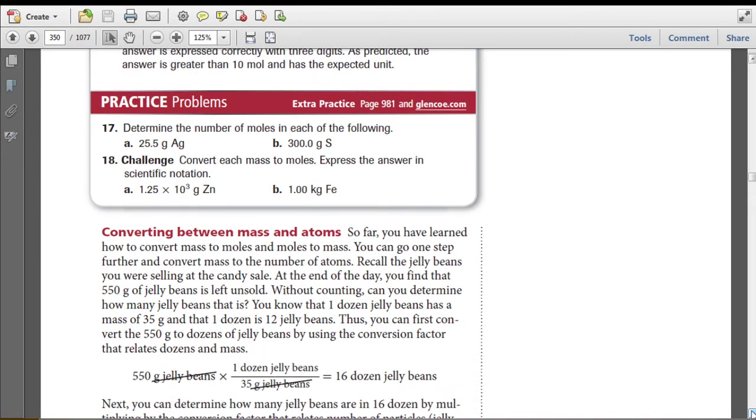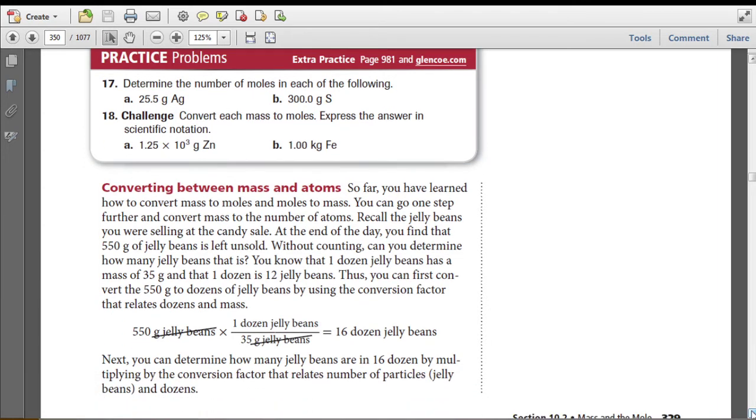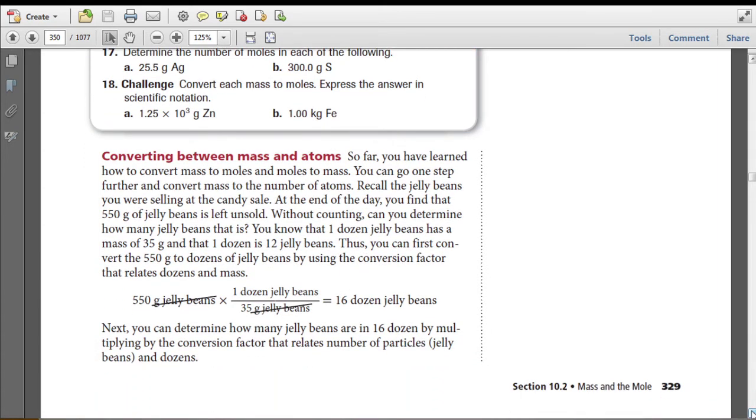So far, you've learned how to convert mass to moles and moles to mass. You can go one step farther and convert mass to number of atoms. Recall those jelly beans you were selling at the candy sale. At the end of the day, you find that 550 grams of jelly beans is left unsold. Without counting, you can determine how many jelly beans that is.